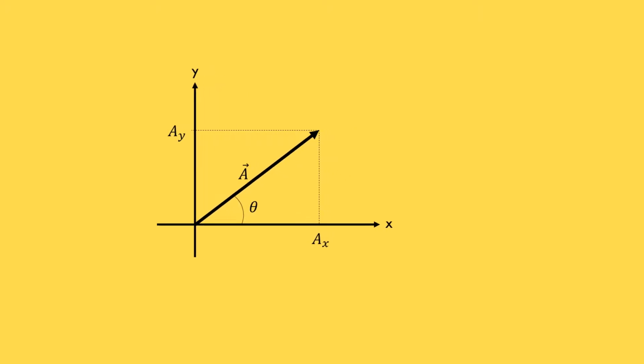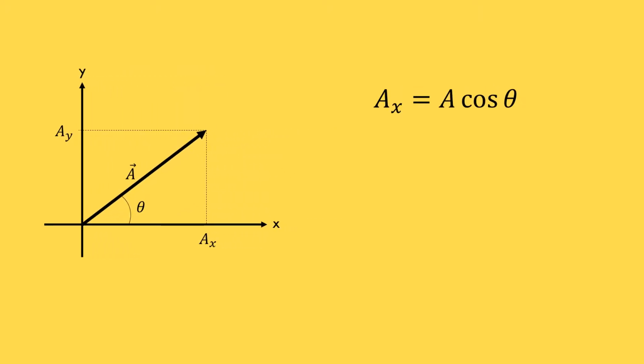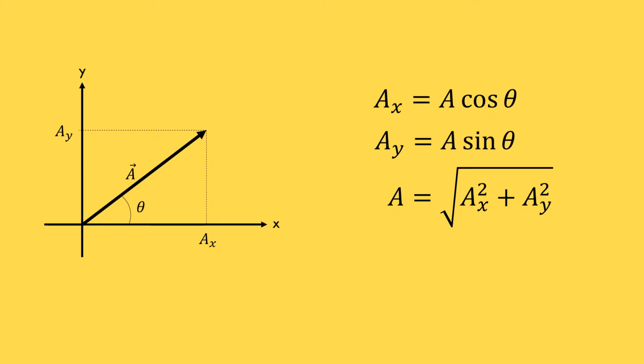Consider a 2D vector A with direction theta with respect to the positive x-axis. Take vector A to be situated in the first quadrant of the xy plane, shown in the figure. Geometrically, vector A can be resolved into its rectangular components, Ax and Ay. Ax is the component of vector A along the x-axis, and Ay is the component of vector A along the y-axis. From the diagram, Ax is equal to A cos theta, and Ay is equal to A sin theta. The magnitude of vector A can be calculated by using this equation.